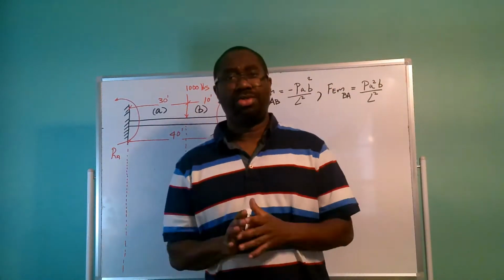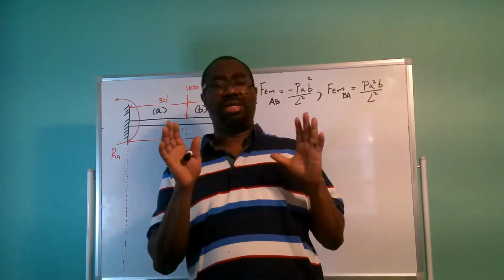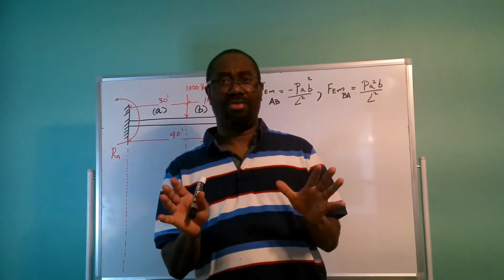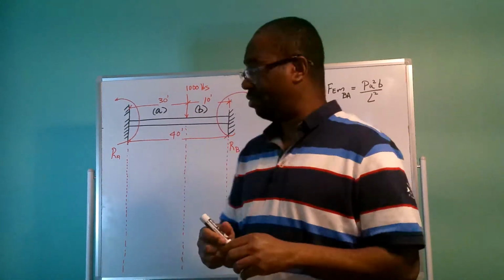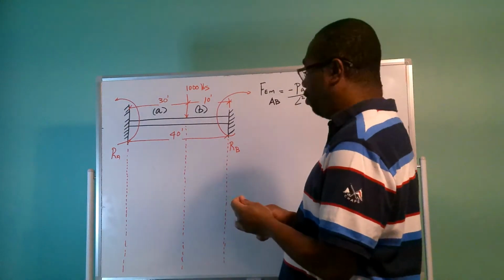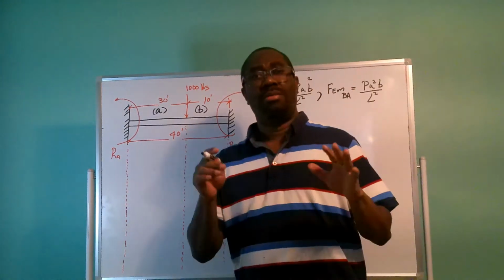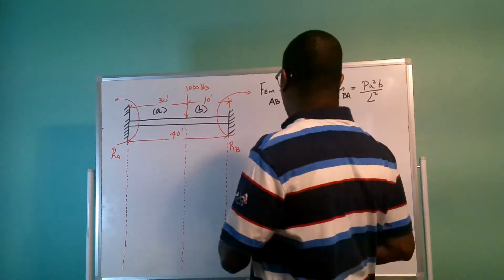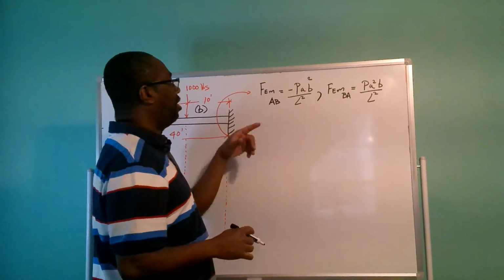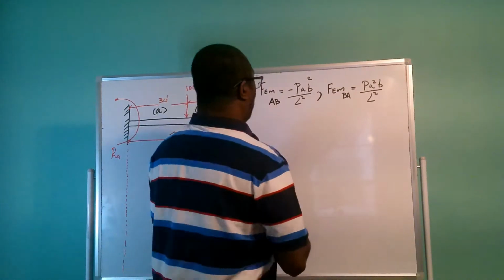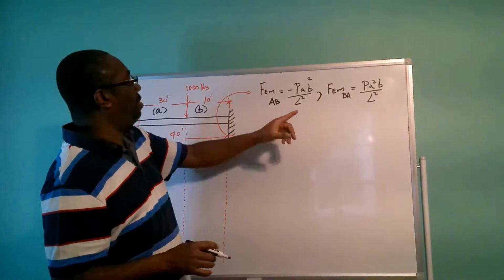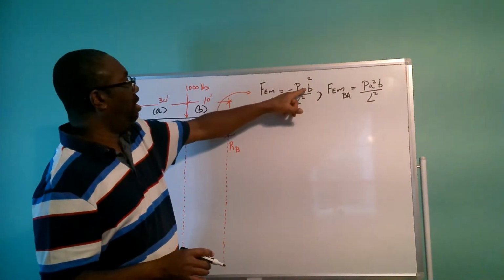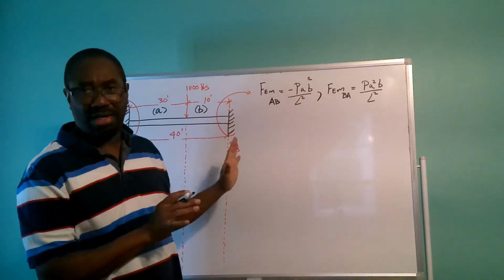I am going to show you how to calculate the fixed end moment. The first moment that we are going to calculate is fixed end moment AB. The formula is going to be minus P A B squared over L squared.